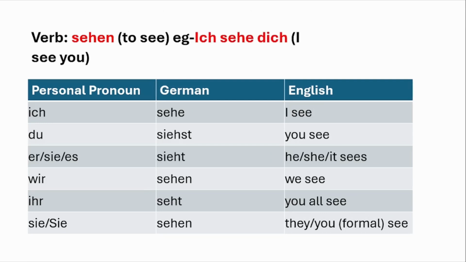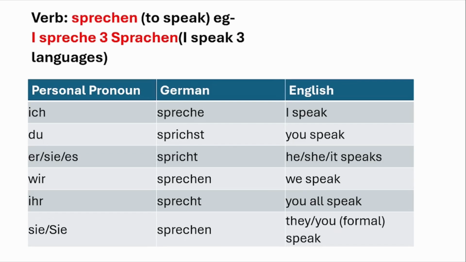So next one is sehen, meaning to see. Ich sehe. Du siehst. Look here, the spelling of this is really different from the infinitive form of the verb. Please be careful. It's not a spelling mistake. Du siehst. Er sieht. Wir sehen. Ihr seht. Sie sehen. So, ich sehe dich. I see you.